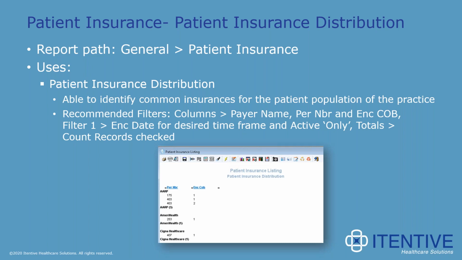And that's going to allow us to only see current insurances. And then finally, it's recommended on that totals tab to check off that count records box. That's just going to allow you to see, as we can see here quickly at the bottom of each payer, the total number of patients with that individual insurance.